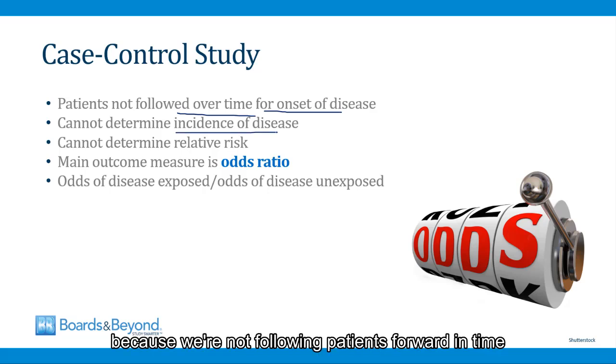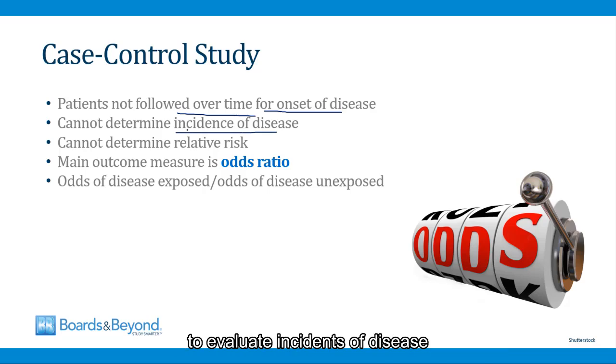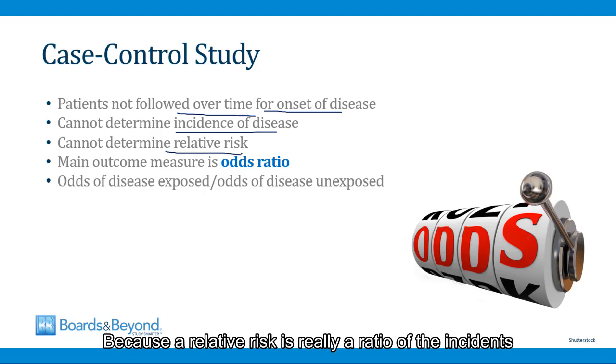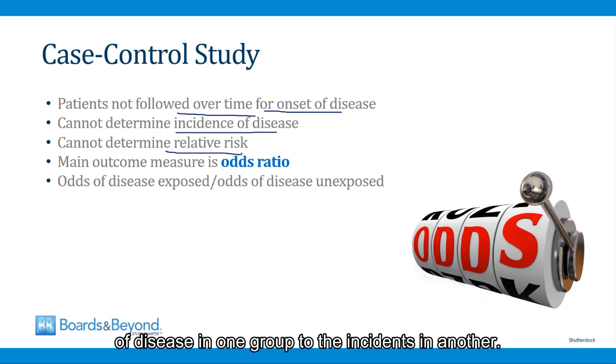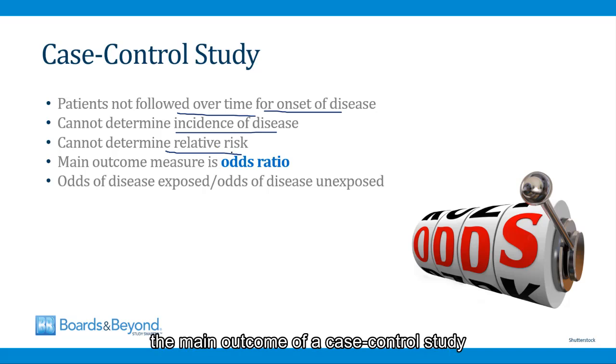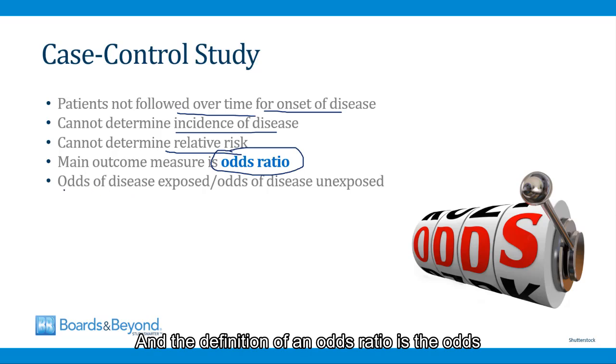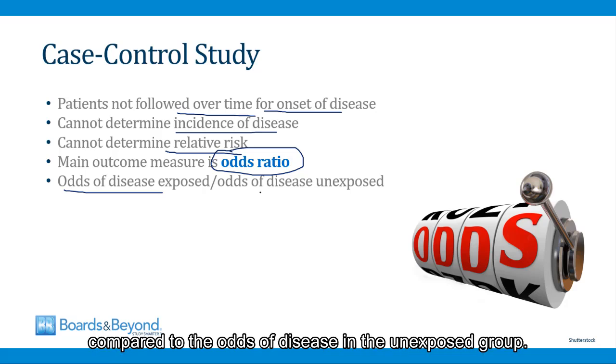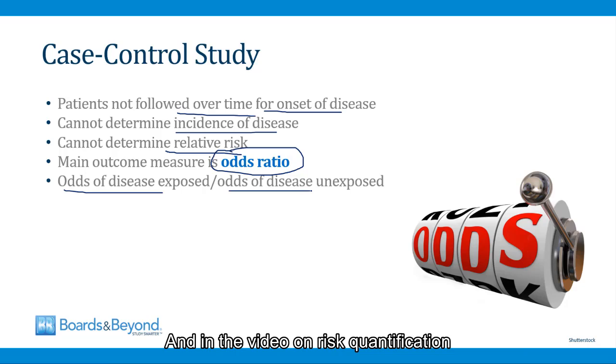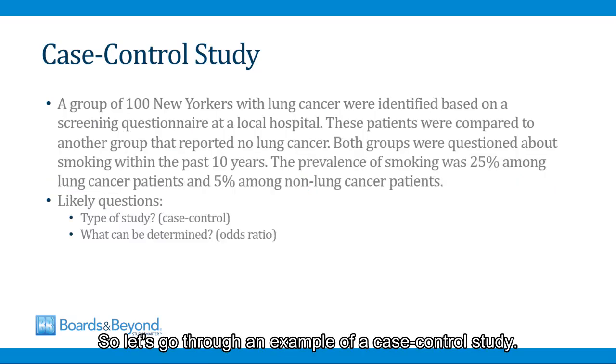And so because we're not following patients forward in time to evaluate incidence of disease, we can't determine a relative risk, because a relative risk is really a ratio of the incidence of disease in one group to the incidence in another. So for this reason, the main outcome of a case control study is called an odds ratio, and the definition of an odds ratio is the odds of disease in the exposed group compared to the odds of disease in the unexposed group. And in the video on risk quantification, I talk about how to calculate risk ratios and odds ratios in more detail. So let's go through an example of a case control study.